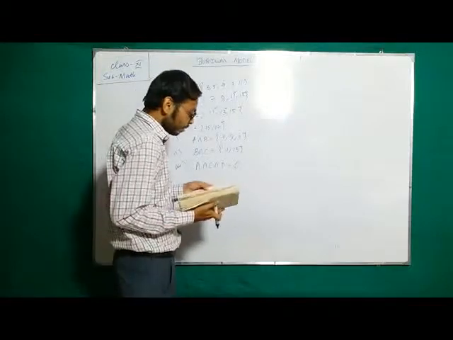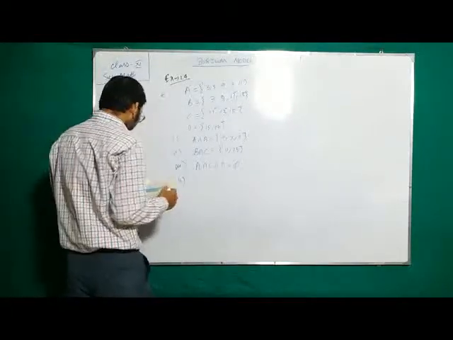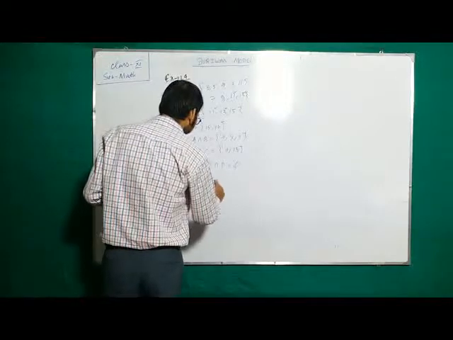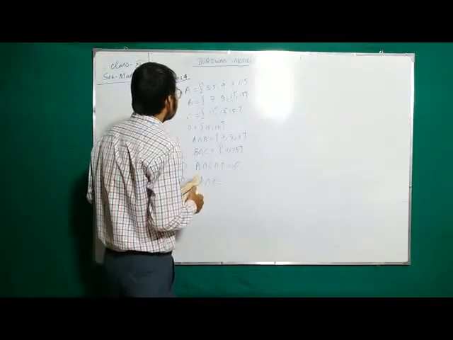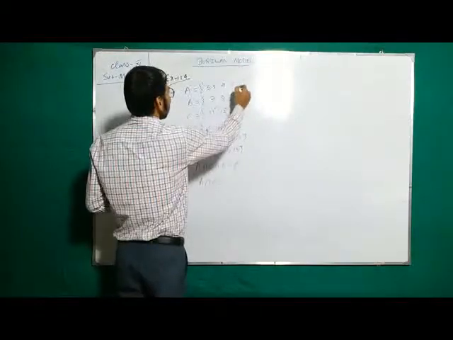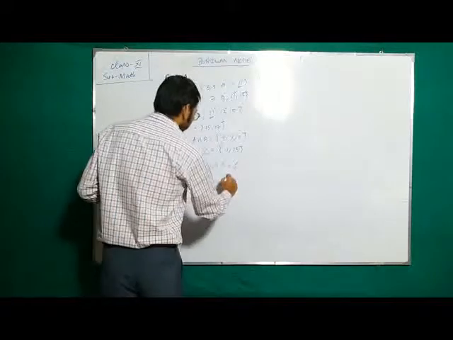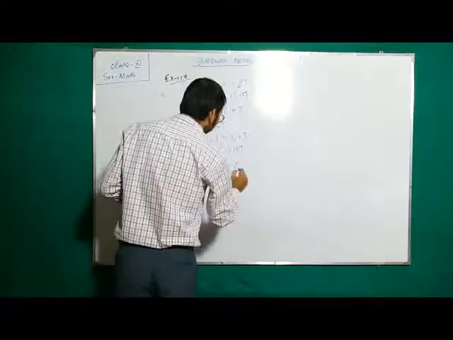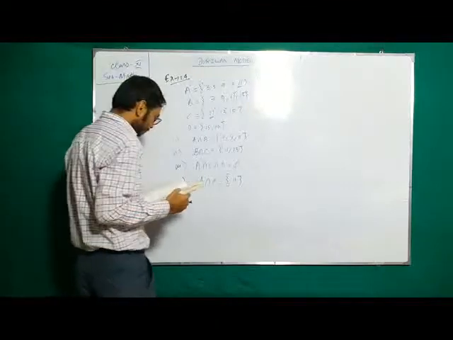Now the next one, question number 4. A intersection C. The common element of A and C is actually 11. So it contains only one element, that is none but 11.